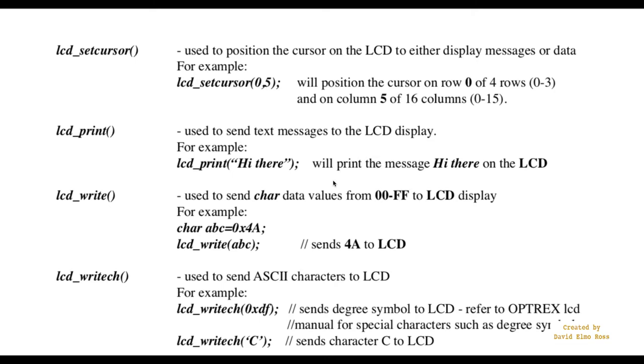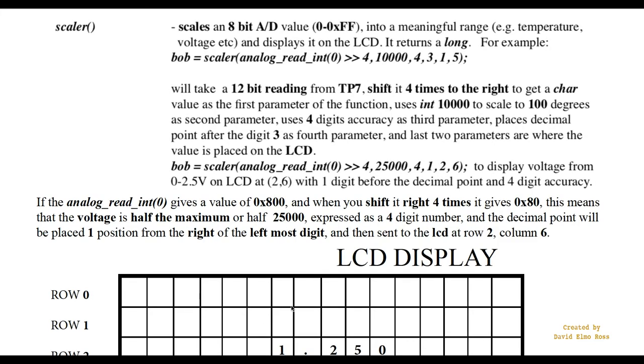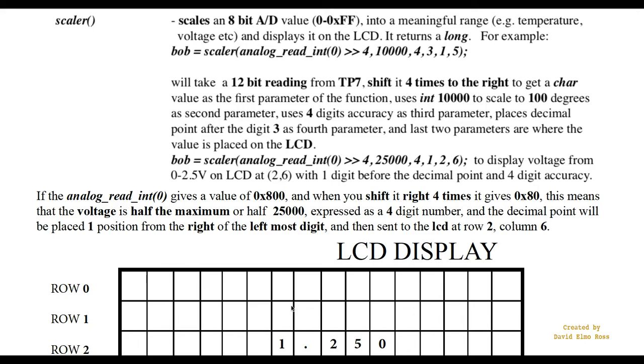There are a number of Arduino-like functions that the LCD uses. LCD set cursor, and if you remember, this is the row, this is the column, and we'll take a look at how that looks shortly. We have LCD print to print messages. We have LCD write to actually write the actual value 4A to the LCD. If we say LCD write character and we give it a DF, that's going to put a degree symbol up there, and then if we say LCD write character C, it's going to say C, so it's going to say degree C.